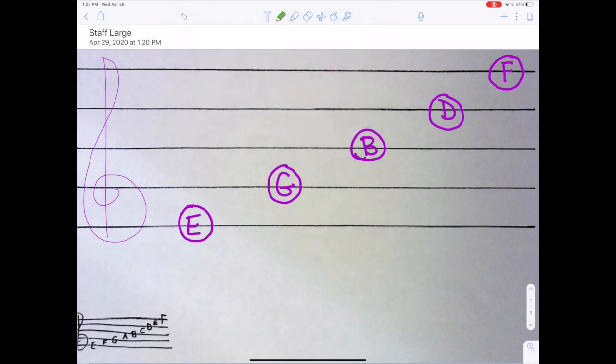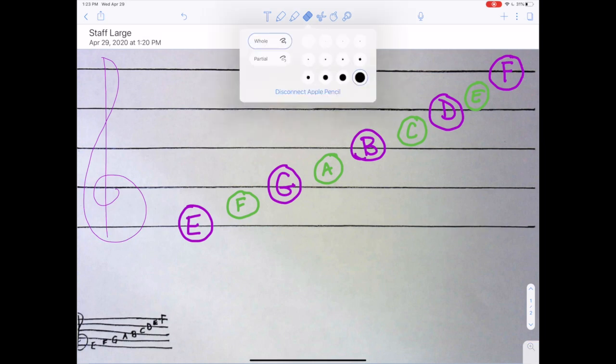Now let's go in between those lines. Without touching the lines, in between them we have F, A, C, and E. In between each line there lies a space, F-A-C-E. They spell the word face. Now that we have all of that, let me erase my screen.